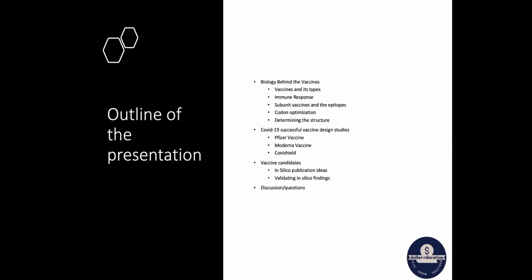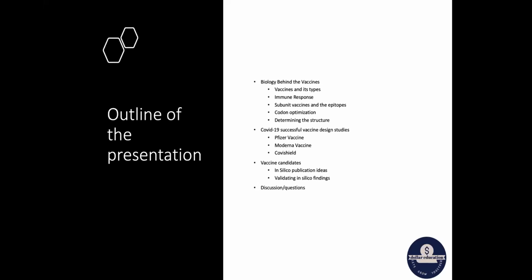So this is going to be the outline of my presentation. As I said, there will be three or four different components. The first component is the biology behind the vaccine. What is the biology underlying the vaccines we are designing and how are we coming up with a design? With that, we'll start with what vaccines actually are, how many different types of vaccines there are, and we are going to understand what we call the immune response.